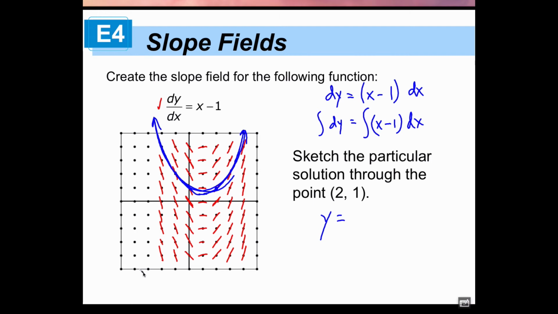What's the integral of this? Minus x plus C. Okay, so here's our equation, and this equation represents all those little dashes all over the graph. How do I get the blue graph? Well, I plug in 2 and 1 and solve for c, and then I would have a particular solution.